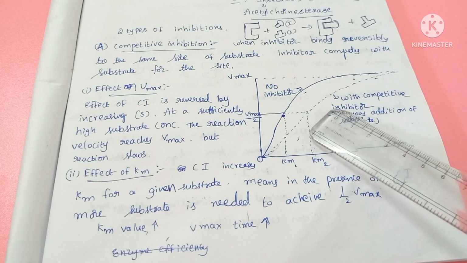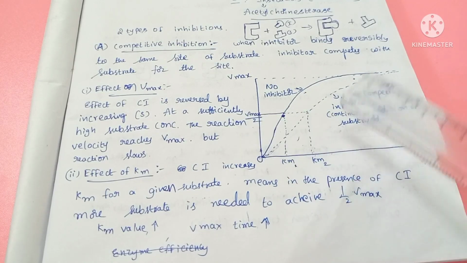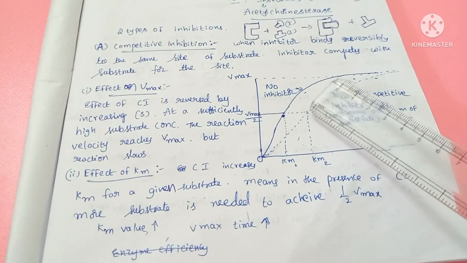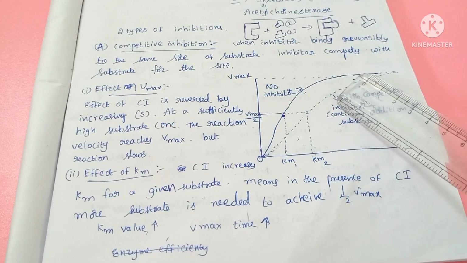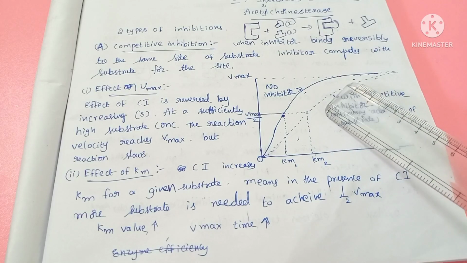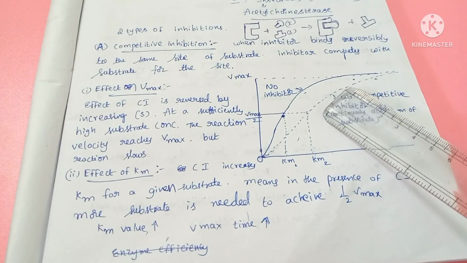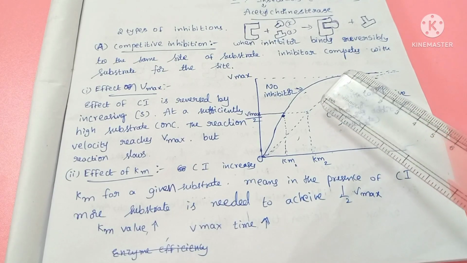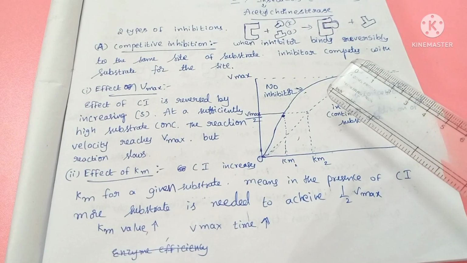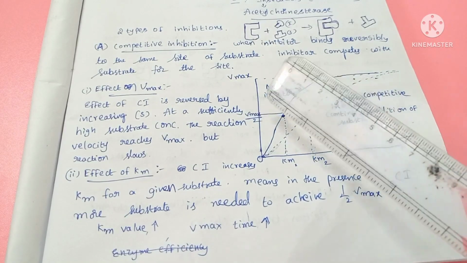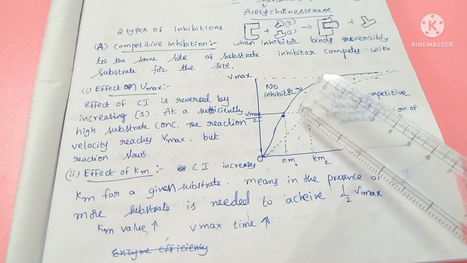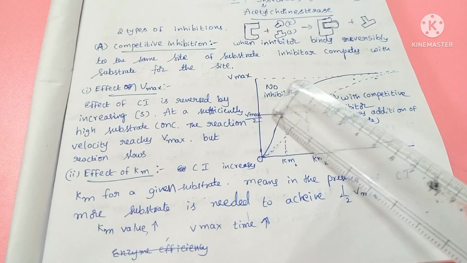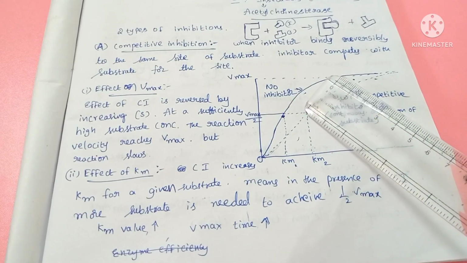In the presence of competitive inhibitor, the Km value increases. See here, this is the normal Km and this is the Km with the inhibitor. The Km value increases because we are adding more and more substrate, right? That is why the Km value also increases. So in the presence of competitive inhibitor, more substrate is needed to achieve half Vmax. When it has to reach half Vmax, more substrate is added and then only the reaction will reach the half maximum.